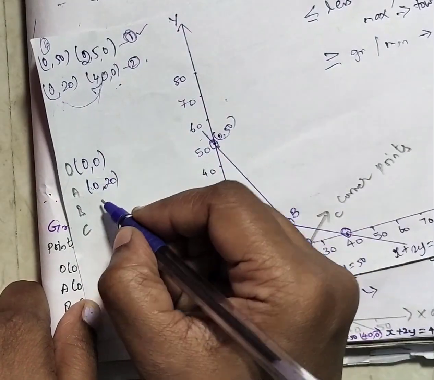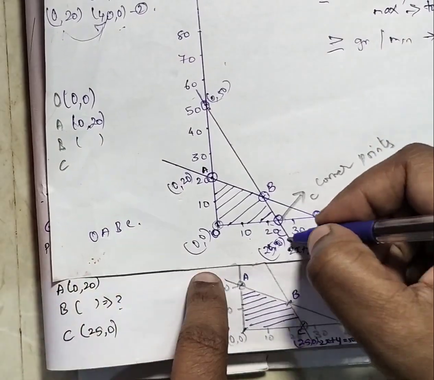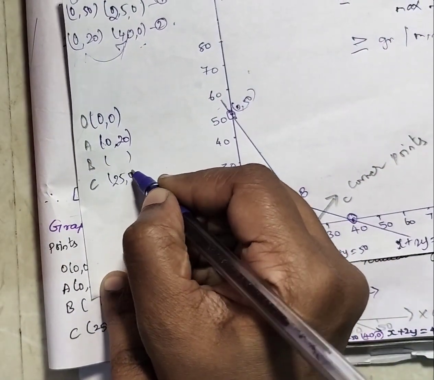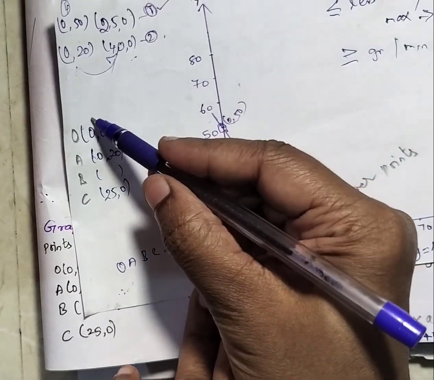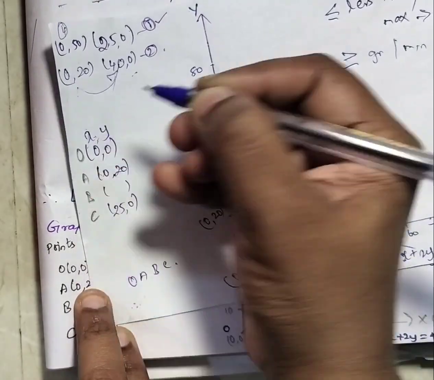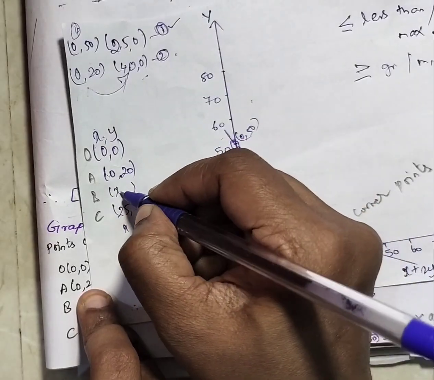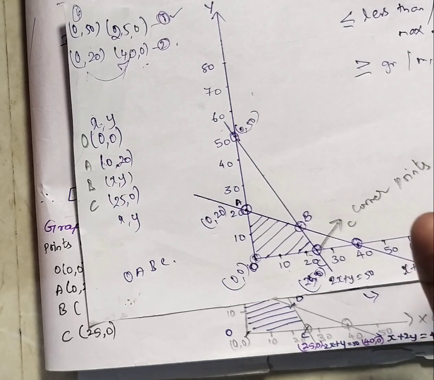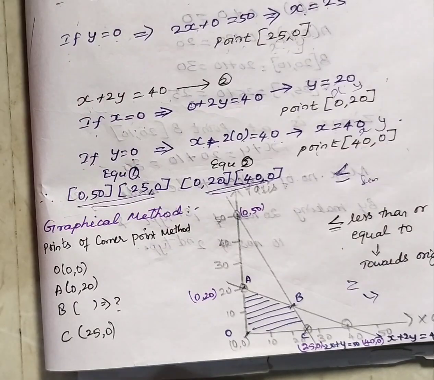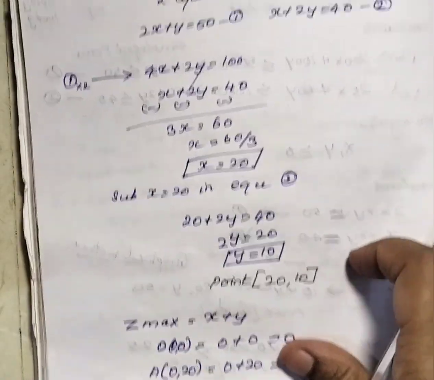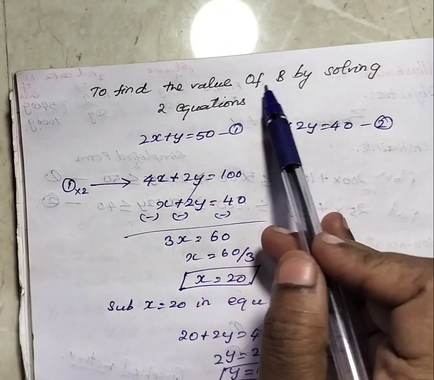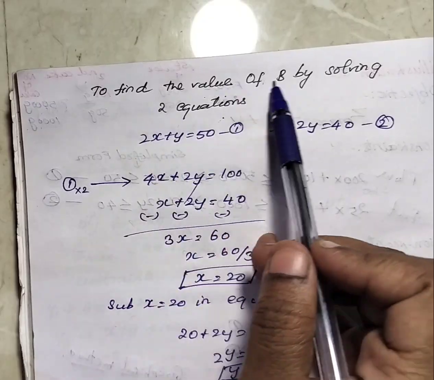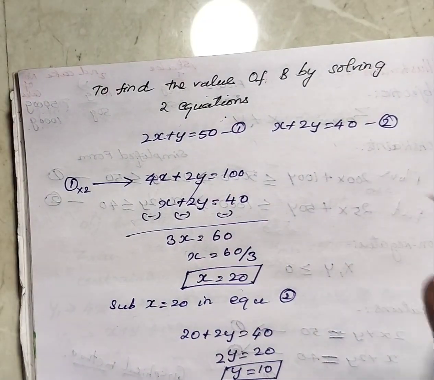For C it is (25, 0). For B we don't know the value. What is the corresponding corner point for B? We don't know, so we are going to find it by solving the two equations.